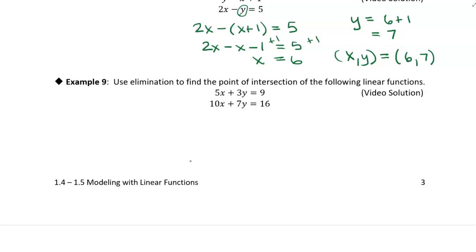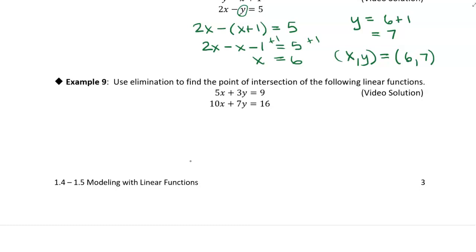I could write 15x plus 10y, right? I'm just adding 5x and 10x, gives me 15x. 3y plus 7y gives me 10y. So I can say that 15x plus 10y is equal to 25, which is 9 plus 16. And that's another true statement. But we want to eliminate a variable in the process, right? Because right now, 15x plus 10y equals 25 doesn't really help me find x and y.